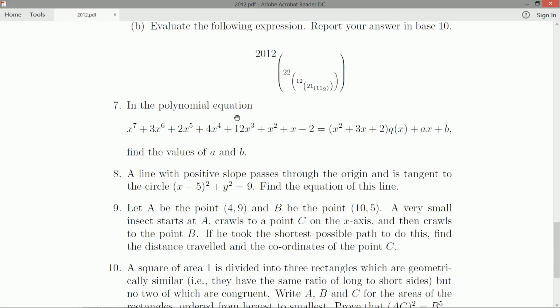In the polynomial equation, x to the 7 plus 3x to the 6 plus 2x to the 5 plus 4x to the 4 plus 12x cubed plus x squared plus x minus 2, we can write it as x squared plus 3x plus 2 times q of x. I'm going to bet that's a polynomial. Plus ax plus b. Find the values of a and b.